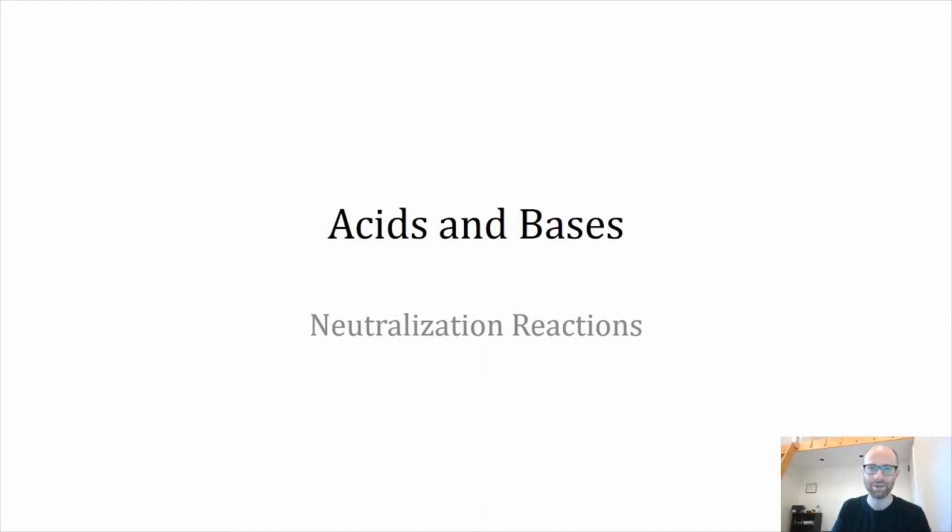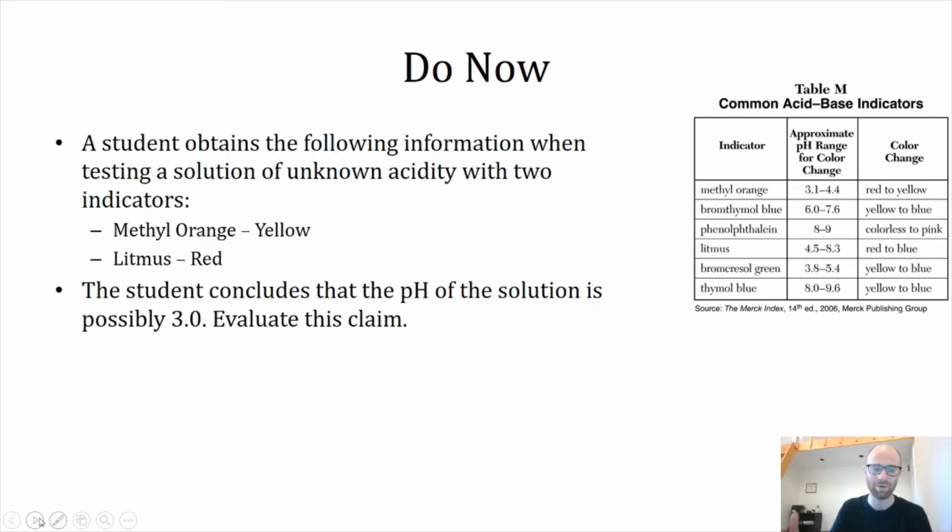Hi, today we're going to continue moving right on through the information. Just to reactivate what we were thinking about before, take a minute at table M, just put it right above my head, and evaluate this student's claim. Are they right? Are they wrong?